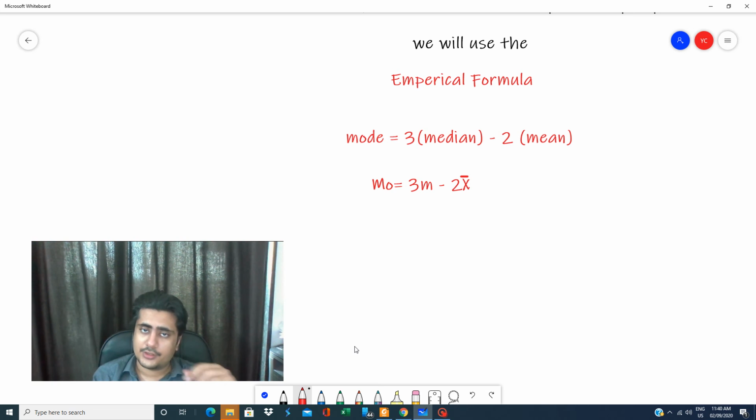If none of the conditions are satisfied, that means if you cannot see any of the conditions that make mode undefined, then you have to use the above formula, that is L plus f1 minus f0 over 2f1 minus f0 minus f2 into h. I am repeating this because I want to clarify that there is no option in the formula. It's not like you can use this or you can use that. You have to use the above formula first. And if these three conditions are satisfied, then and only then you need to use this empirical formula.